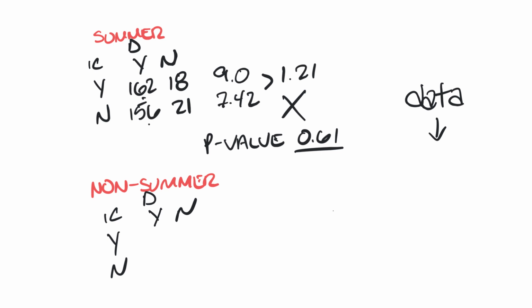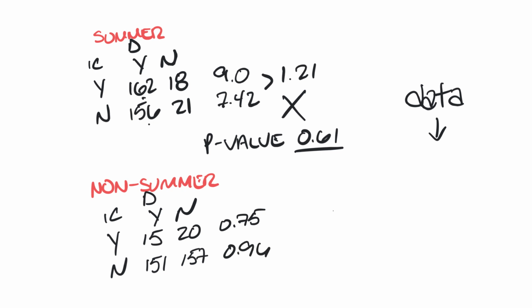And you find that 15 people who ate ice cream drowned, 151 people who did not eat ice cream drowned, and you find 20 people who ate ice cream did not drown, and 157 who did not eat ice cream did not drown. The odds ratio here is 0.75, so you actually have a protective effect. If you eat ice cream, you're actually less likely to drown.